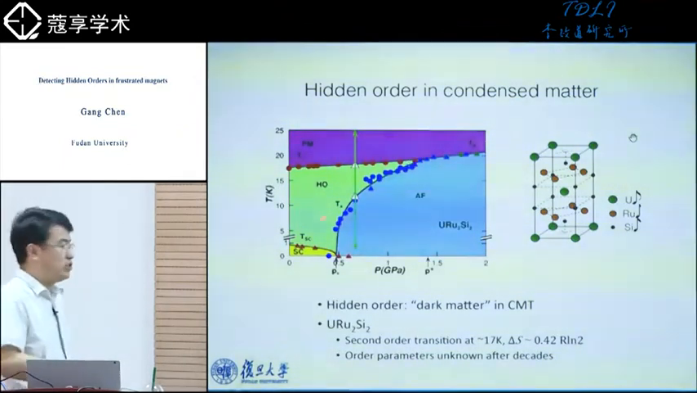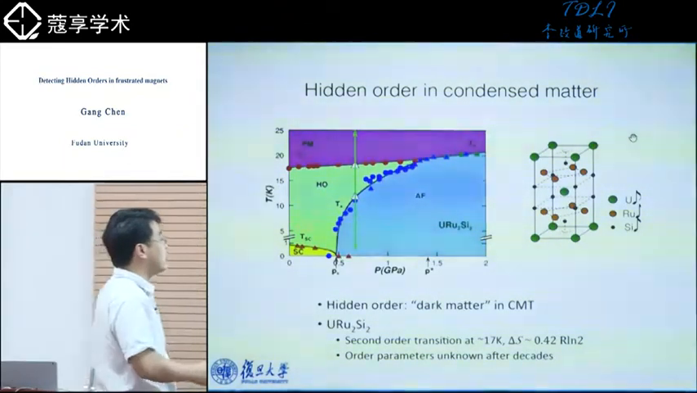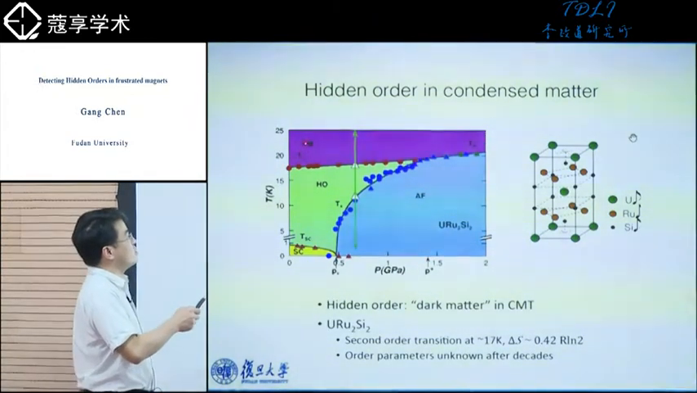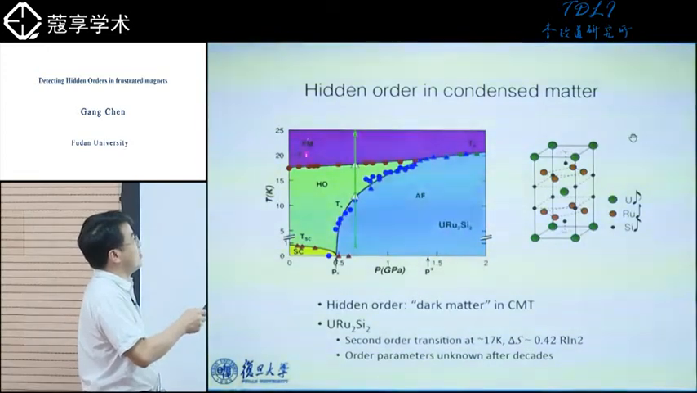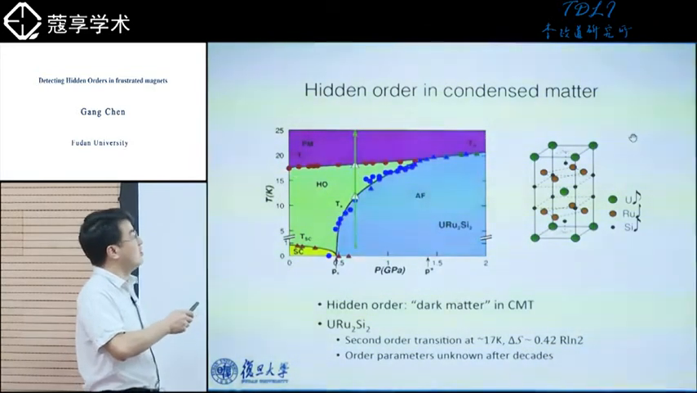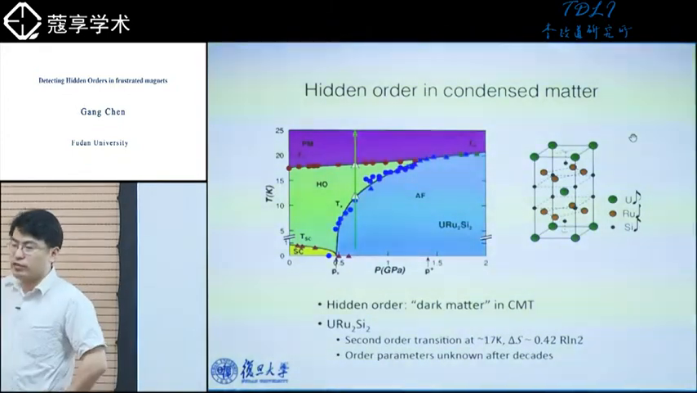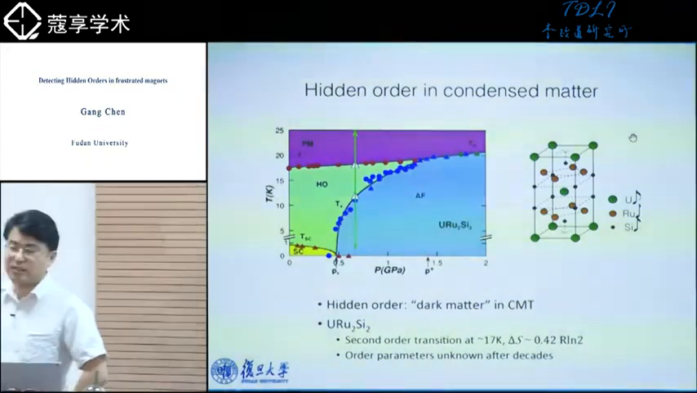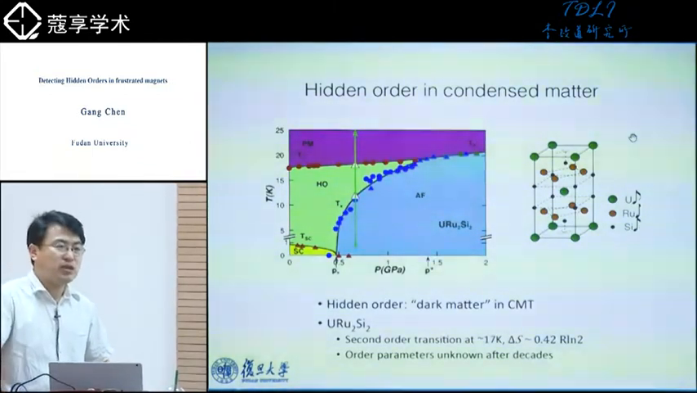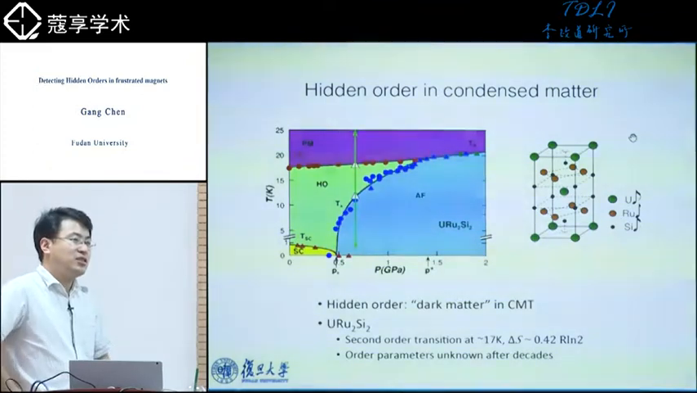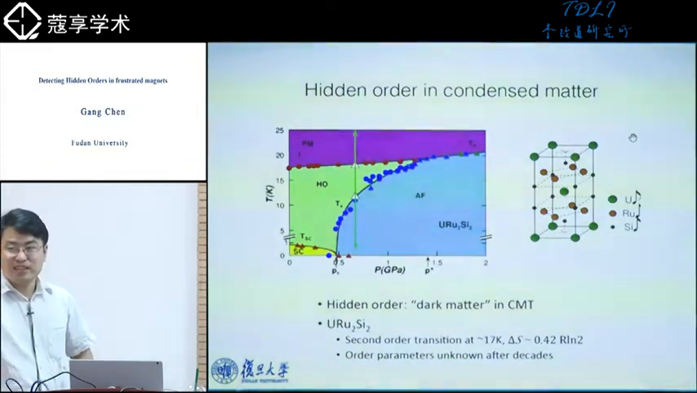So why is this thing called hidden order? I didn't show all the experimental data. As you go from the high temperature paramagnetic phase to the low temperature hidden order phase across the 70 Kelvin phase transition, the first signature in the experiment is a sharp lambda transition peak in the specific heat at this temperature.